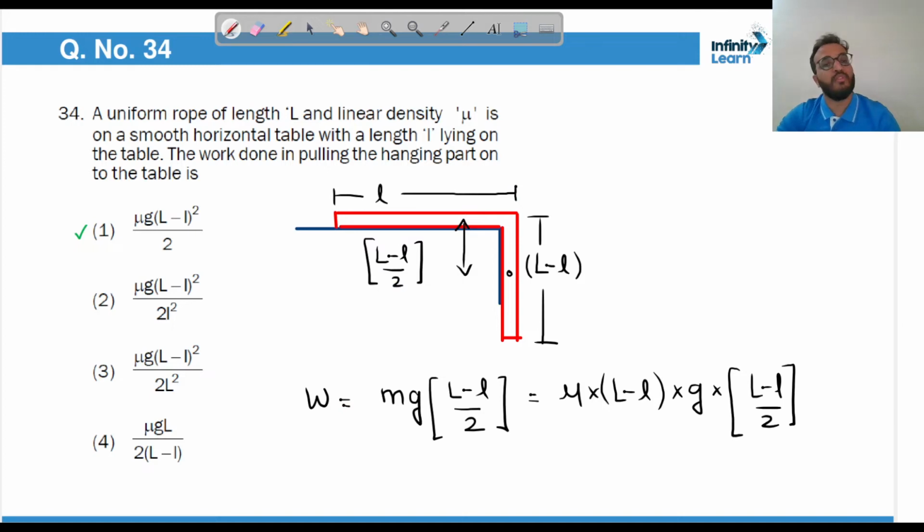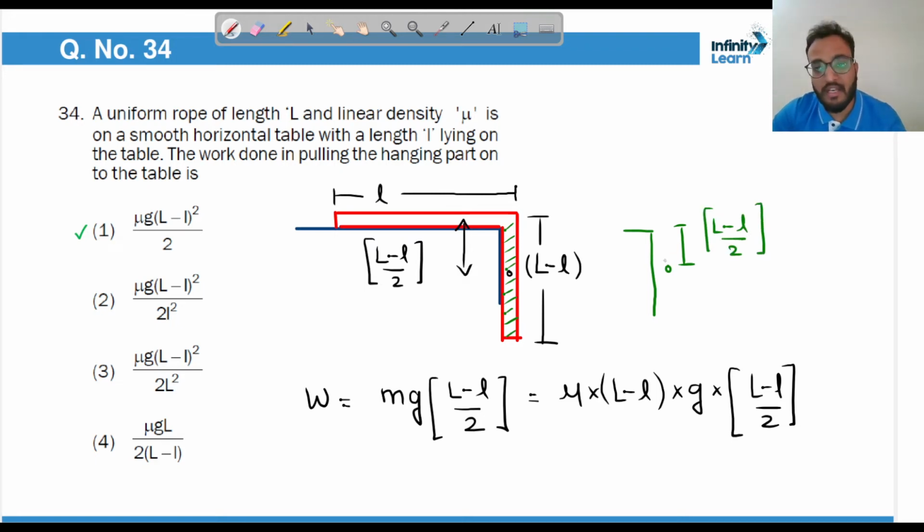This is an interesting one. A uniform rope of length L and linear density mu is on a smooth horizontal table with a length l hanging. So length L is lying on the table, right? So how much is hanging? Small l. Now in order to pick it up, we just need to focus on its center of mass. So we can convert this complete rope which is hanging into a point mass, which is here at a height of (L minus l) by 2.